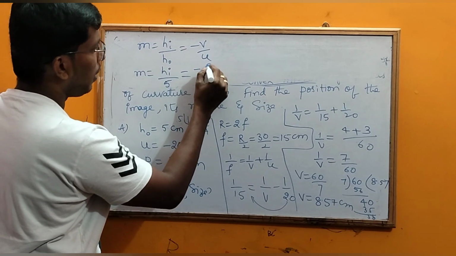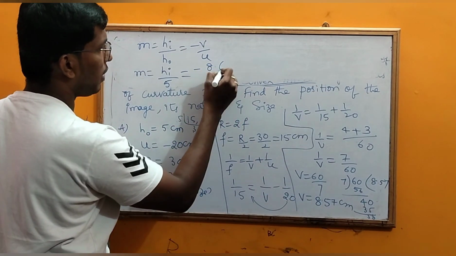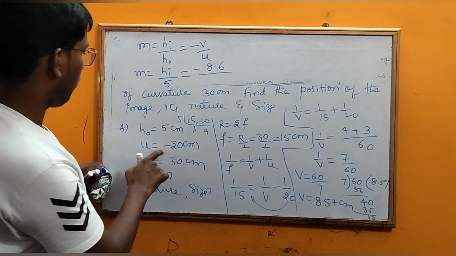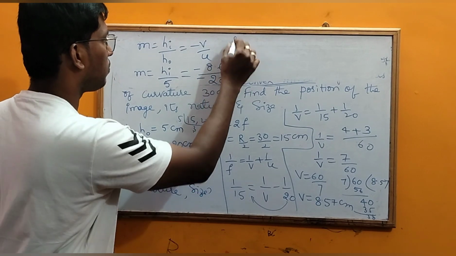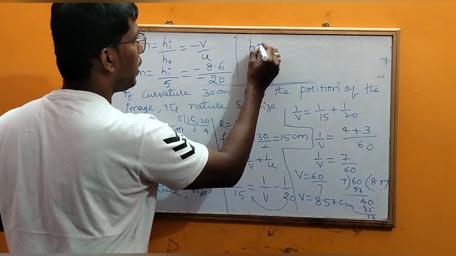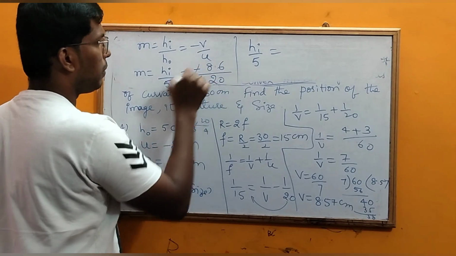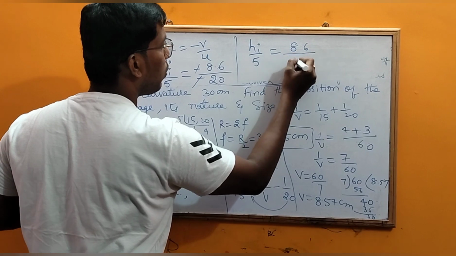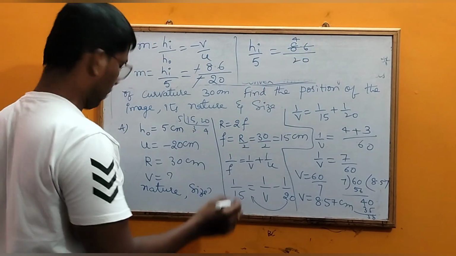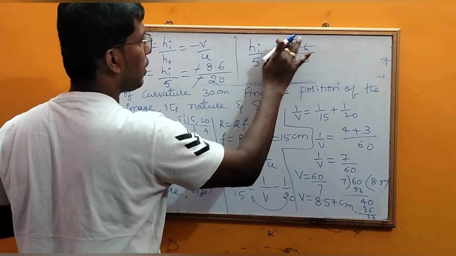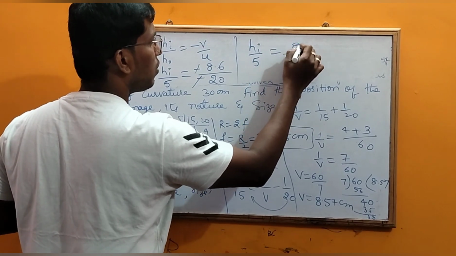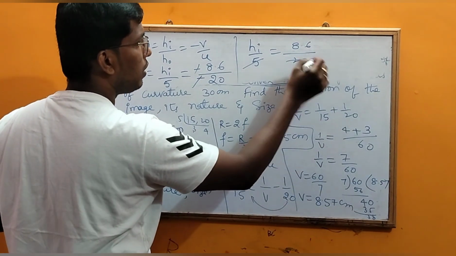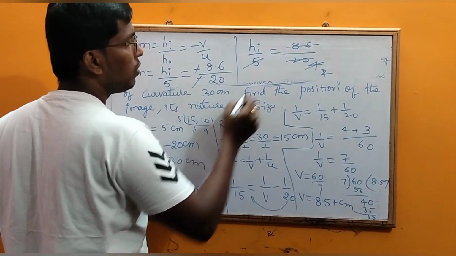Minus 8.5, I will take it as 8.6 divided by 8.57. And next, the v value is minus 20. So Hi divided by 5 is equal to, minus minus get cancelled. So 8.6 divided by 20, 2 4s are 8, or you can directly cancel here also. 8.6, 5 1s are 5, 4s are 20, 4 1s are 2, 2 4s are 8, 2 3s are 6.